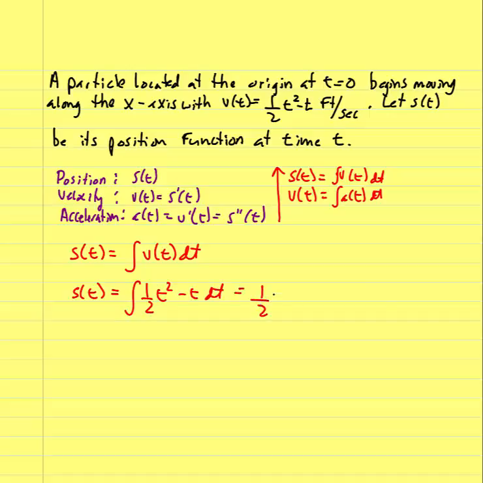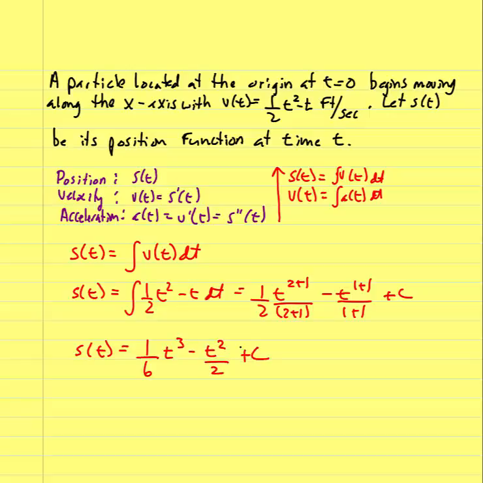So again, when we integrate, we add 1, divide by the sum. So this would be 1/(2 plus 1) times t to the 2 plus 1, minus t to the 1 plus 1 over 1 plus 1, plus c, my constant of integration. So s of t is equal to 2 plus 1 is 3, 3 times 2 is 6. So this looks like 1/6 t cubed minus t squared over 2 plus c. So this is my general position function.